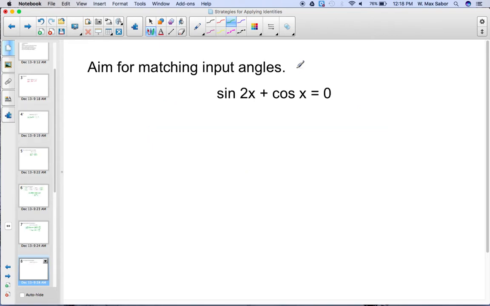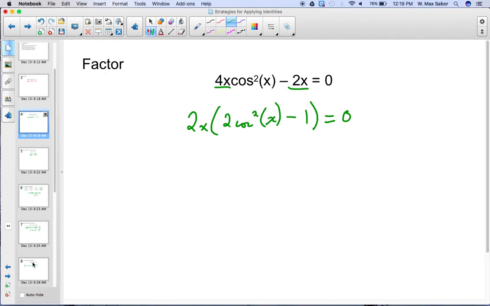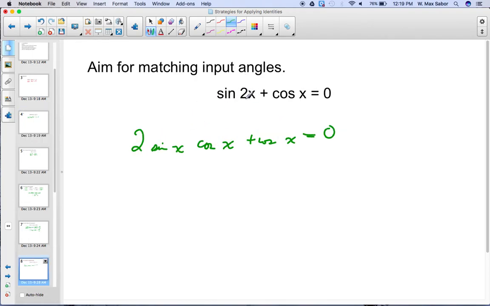And aiming for matching input angles. If I see sine of 2x plus cosine of x equals 0, well, I can either turn this one into x or turn this one into 2x, whichever one is going to be easier. I certainly think applying the double angle formula for sine is easier. Now we have something that we can solve using our second strategy, factoring. So matching the input angles is certainly a useful strategy as well.